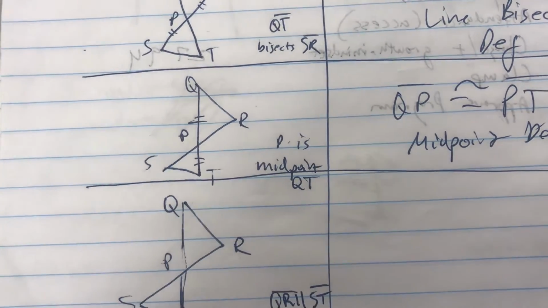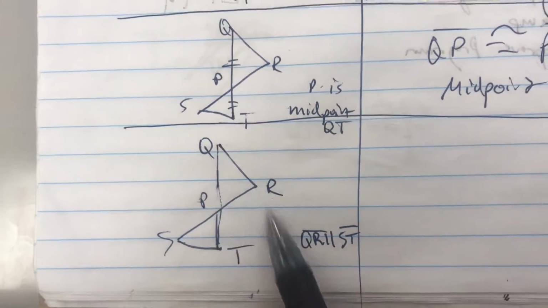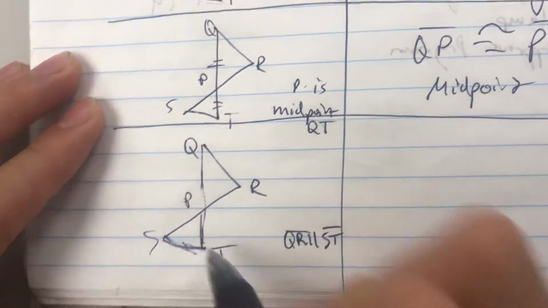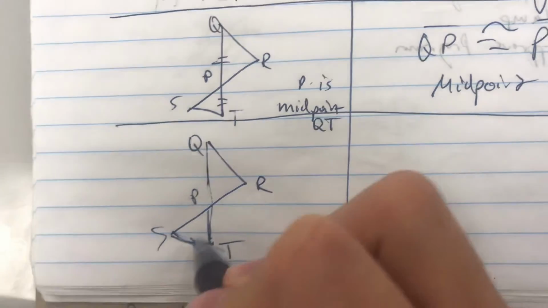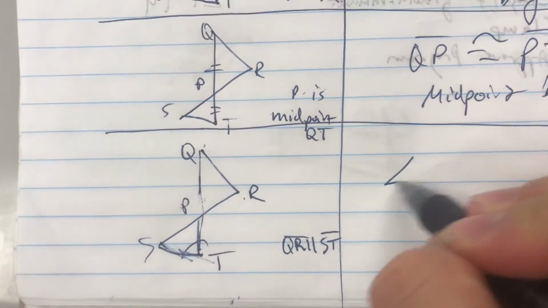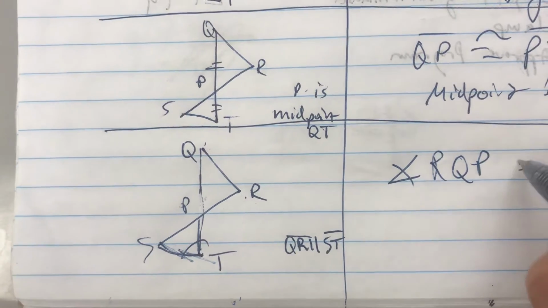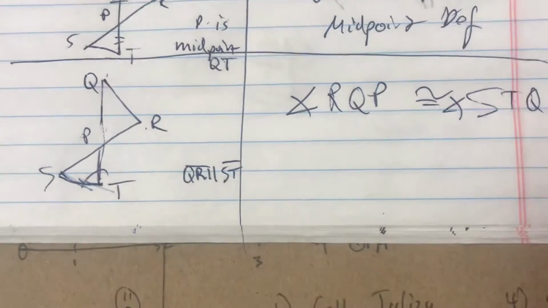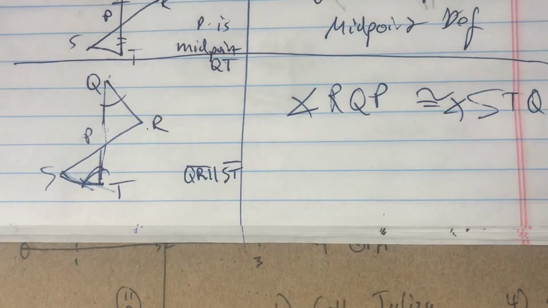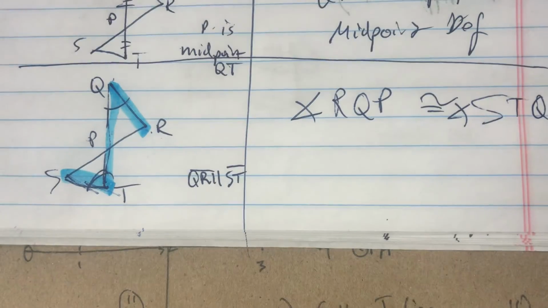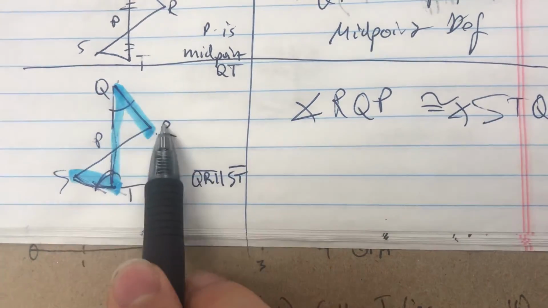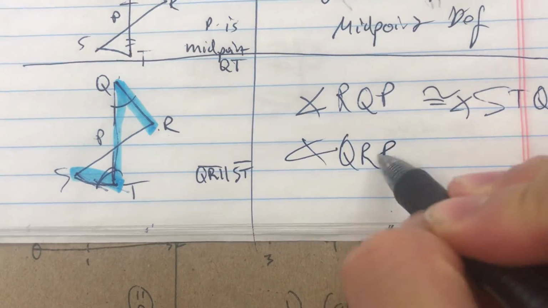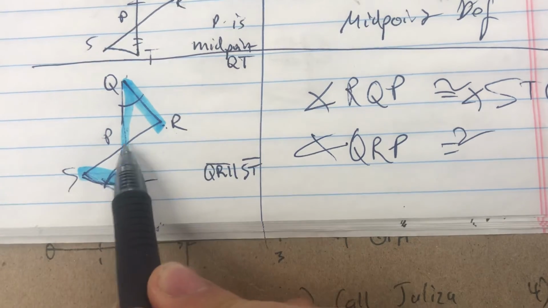And then finally, right here, it tells us that QR is parallel to ST, even though that's not a very parallel shape. But then from here, we could make two conclusions. We could make the RQP, right? Angle RQP is going to be congruent to angle STQ. And the reason why we could make that conclusion is because this and this are alternate interior angles, right? Because they form the giant Z. And the other way is true as well. Angle QRP is going to be congruent to angle PST.